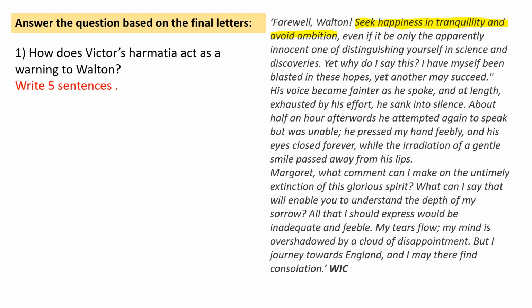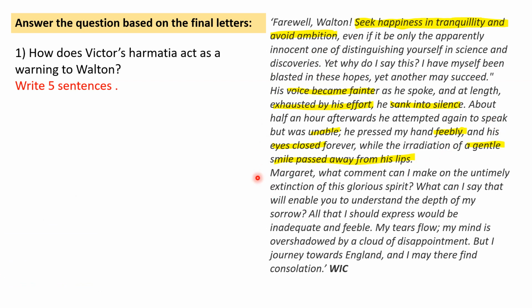And then we see the impact of that firsthand through Wharton's eyes. So his voice becomes fainter, he's exhausted, he sank into silence, he's unable to speak, he's feeble, his eyes closed forever, and a gentle smile passed away from his lips. So we have the moral message about dangerous knowledge, and then the impact of that firsthand through Wharton's eyes.